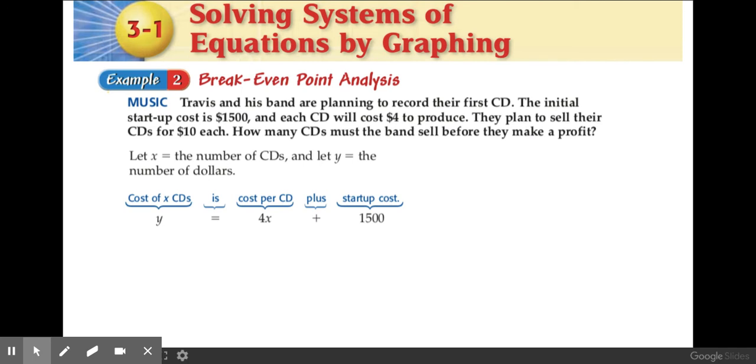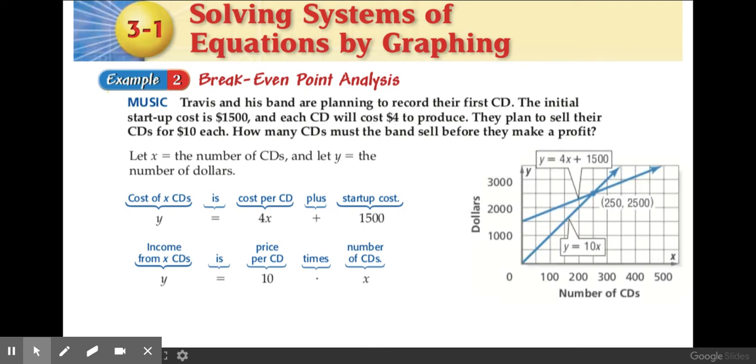Let's go ahead and look at the money they make now. So again, y is going to be dollars, and this is now going to be the income, how much money they make, is $10 times the number of CDs, right? Because now they're just making $10 for every CD they sell, their income. So let's go ahead and look at this on a graph. If I were to graph these, y equals 10x would look something like this. y equals 4x plus 1,500 will look like this.